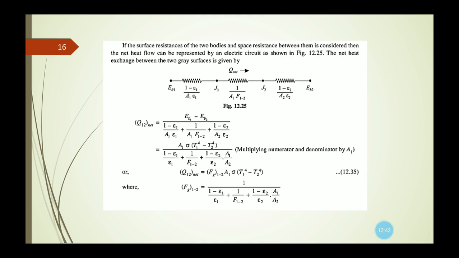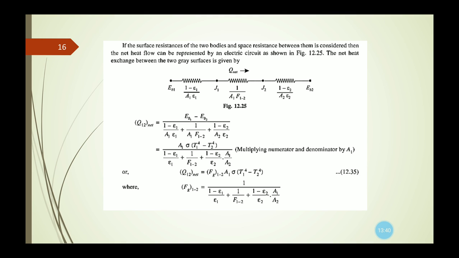Now if we multiply the numerator and denominator by A1, then after some steps we get Q12 net equals FG12 A1 sigma multiplied by (T1 to the power 4 minus T2 to the power 4). So that means we get the formula for this FG12. This is actually known as the gray body factor. FG12 equals 1 divided by [(1 minus epsilon1) divided by epsilon1 plus 1 by F12 plus ((1 minus epsilon2) divided by epsilon2) multiplied by A1 by A2]. This formula of the gray body factor we also need to remember to solve the numericals.